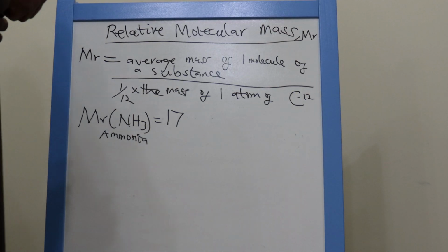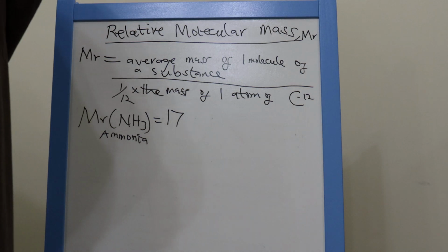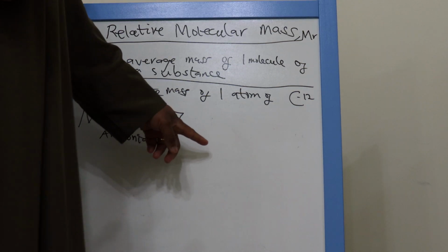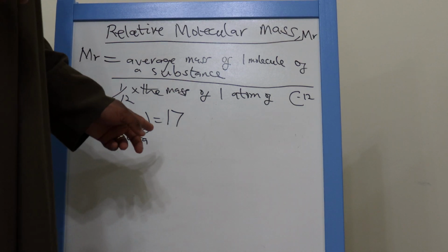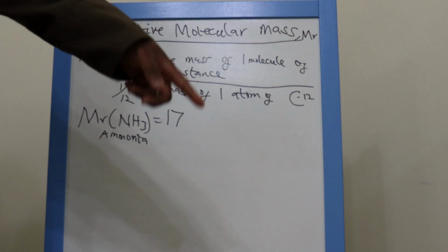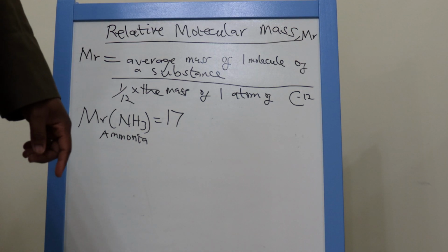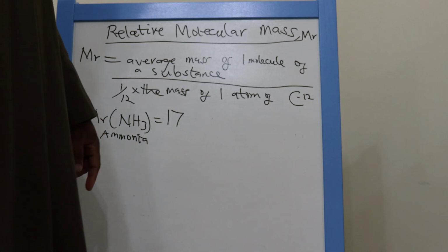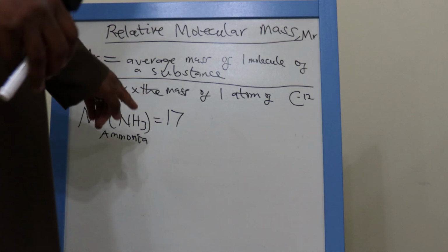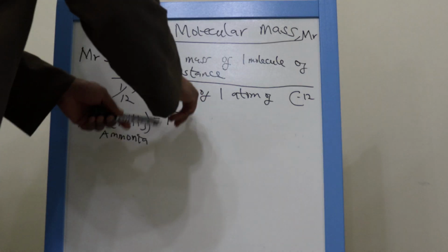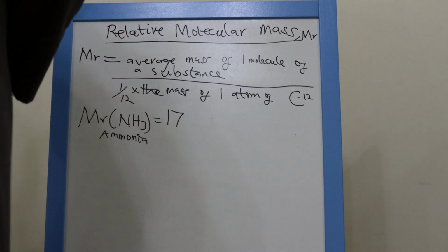So just as I said the last time, it implies 17 times as heavy as 1/12 the mass of one atom of carbon 12. Sorry, not 17 times as heavy as the mass of one atom of carbon 12. No, 17 times as heavy as 1/12 the mass of one atom of carbon 12.